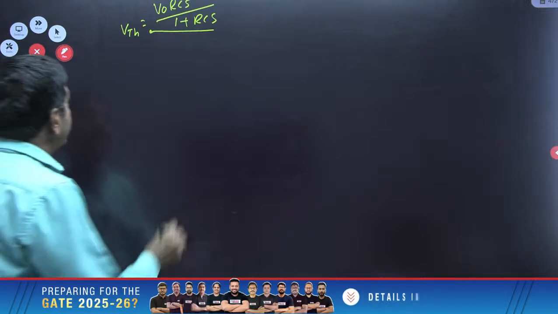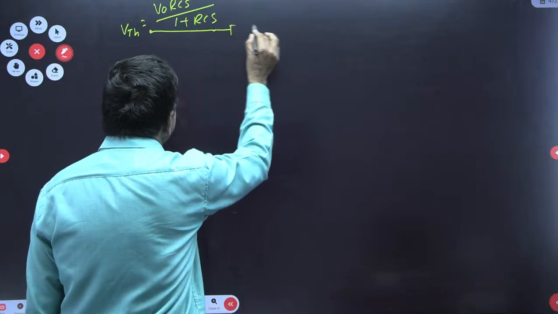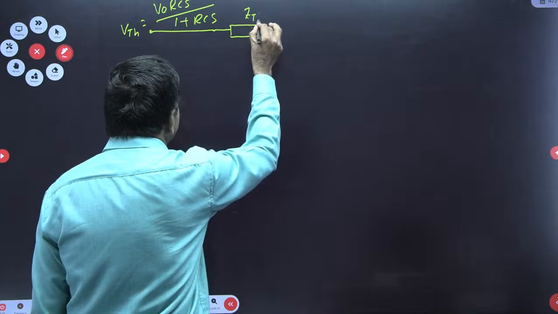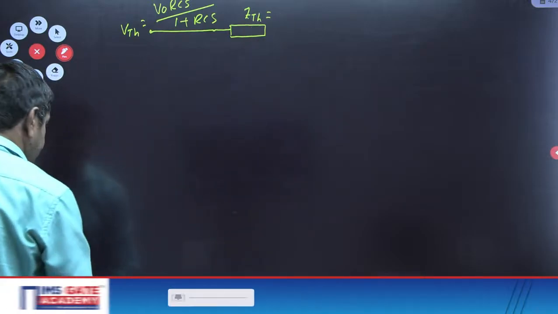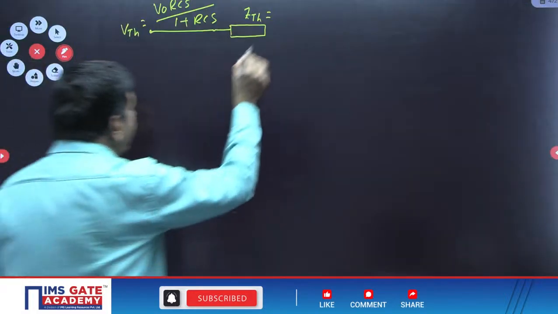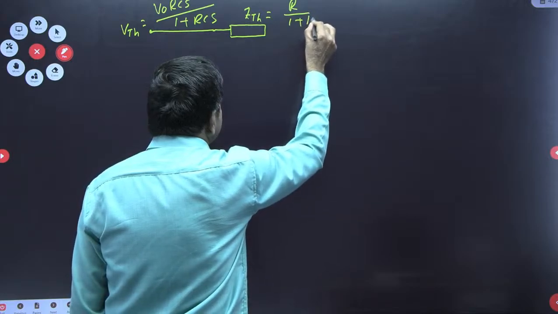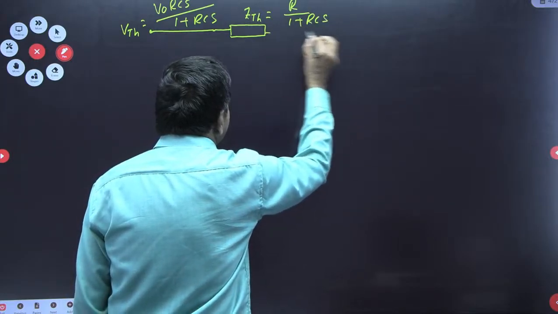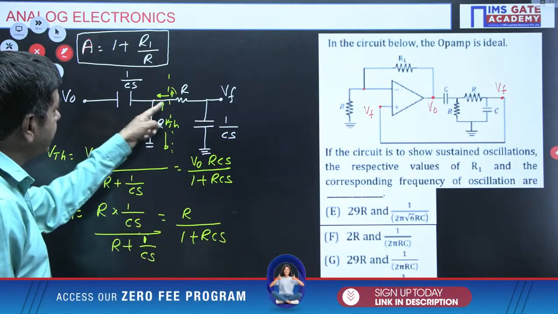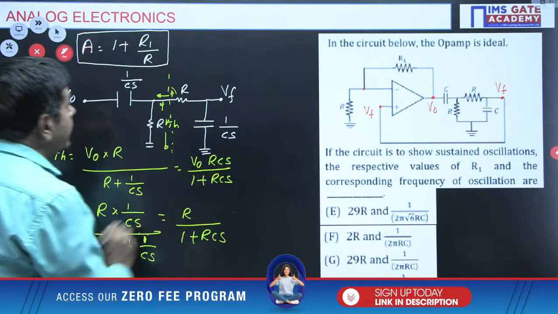In Thevenin's equivalent circuit we write VTH in series with what now? ZTH is a must. This is ZTH. We already got ZTH: R by 1 plus RCS. That is connected in series to R and C. There is R here.